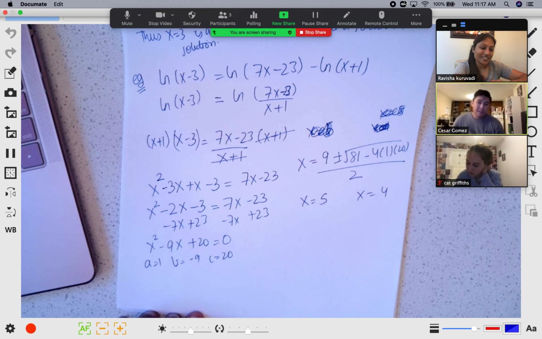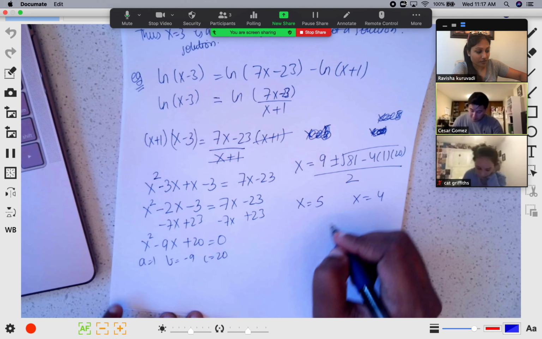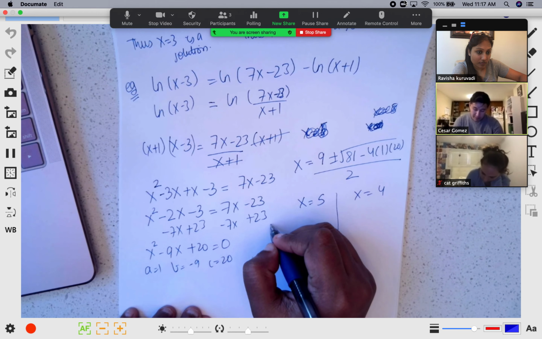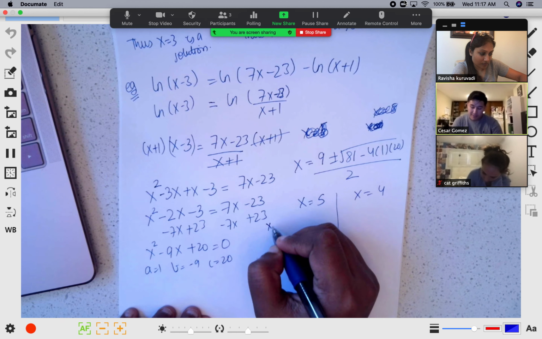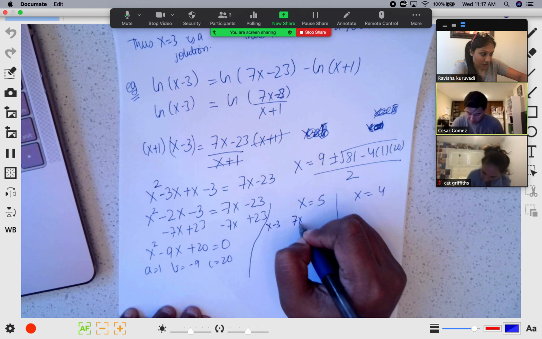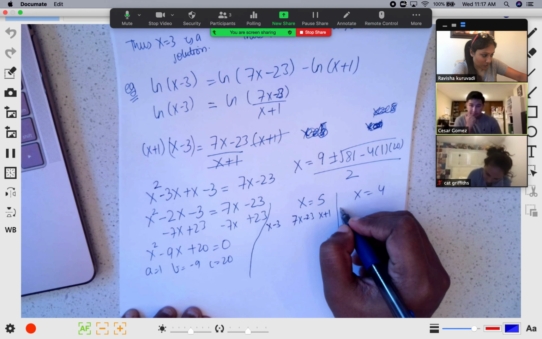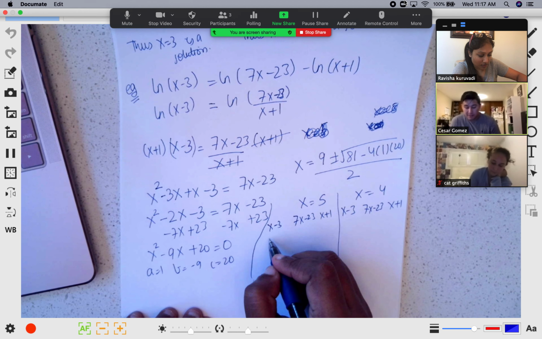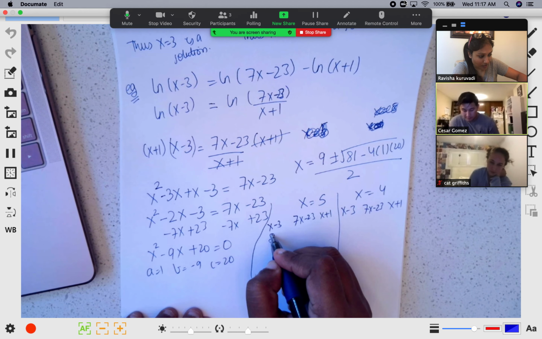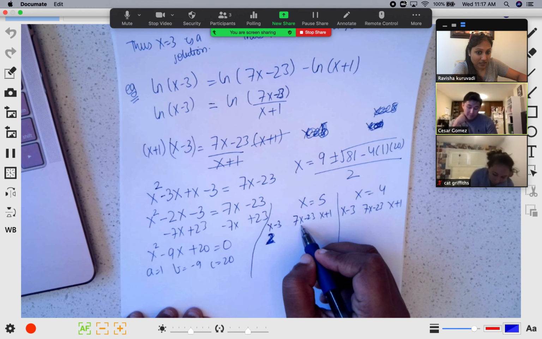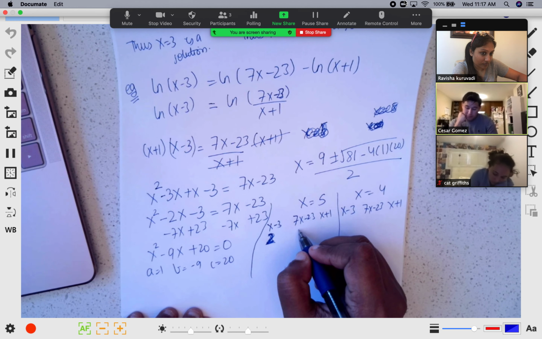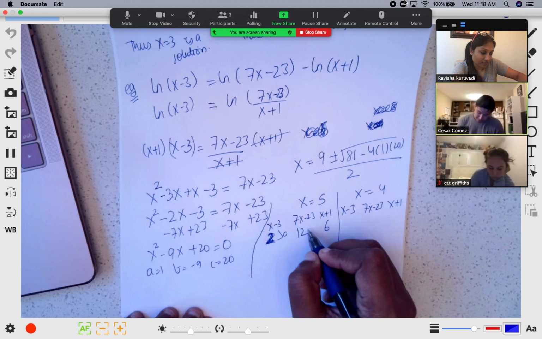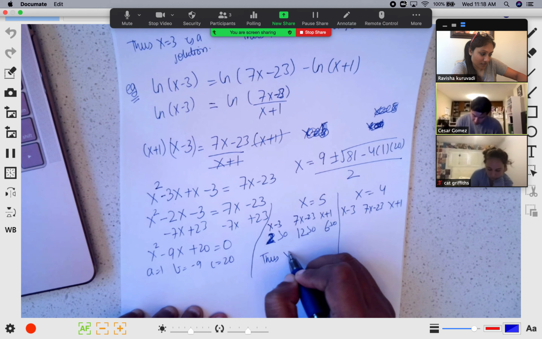Okay. So what are the expressions in the original question? X minus 3, 7x minus 23, and x plus 1. When I put here 5, what do I get? What is 5 minus 3? Positive 2, so that's good. What is 7 times 5? 35. 35 minus 23? Positive 12. That's also positive. And 5 plus 1 is 6. All are positive. Thus x equal to 5 is a solution.